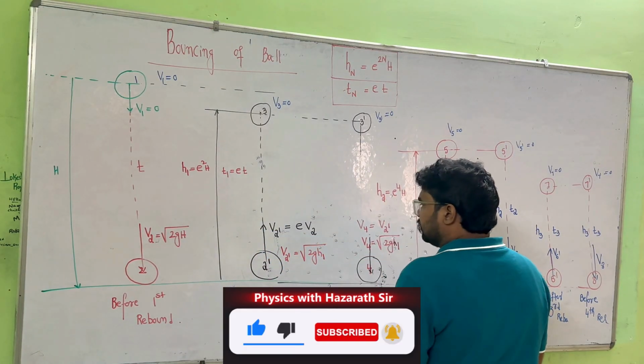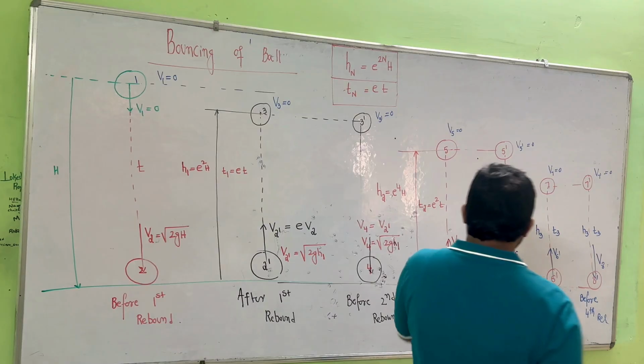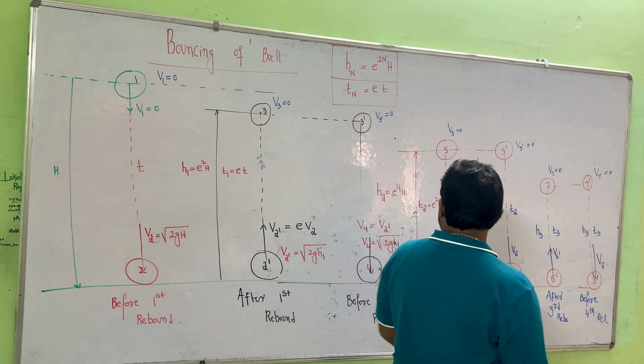Here, V2 dash equal to how much? E into V4. V4 dash equal to how much?